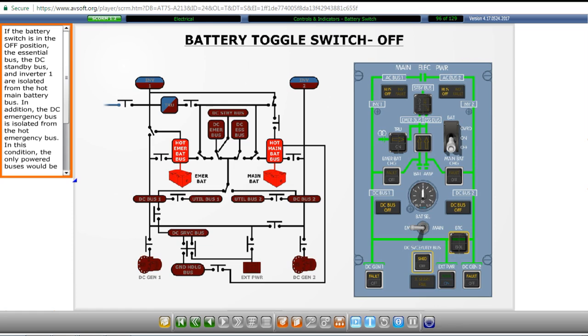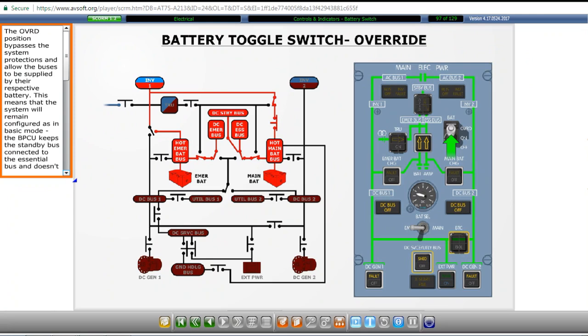If the battery switch is in the off position, the essential bus, the DC standby bus, and inverter 1 are isolated from the hot main battery bus. In addition, the DC emergency bus is isolated from the hot emergency bus. In this condition, the only powered buses would be the hot emergency battery bus and the hot main battery bus. The override position bypasses the system protections and allows the buses to be supplied by their respective battery. This means that the system will remain configured as in basic mode.